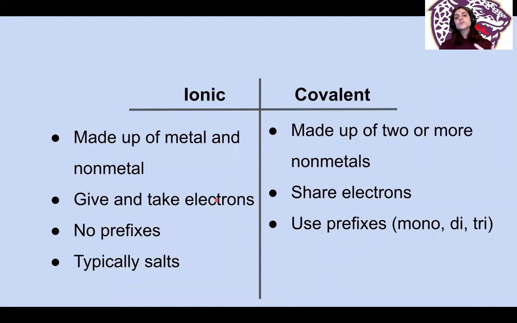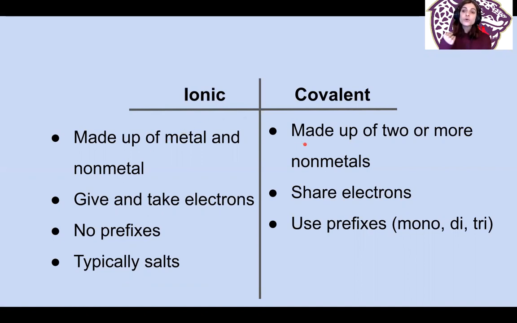All right, so let's talk about the differences between ionic and covalent compounds. So first off, ionic compounds are made up of a metal and a non-metal. Ionic compounds also give and take electrons. They also have no prefixes. They do not have prefixes in their name. And a little fun fact is that they're typically salts.